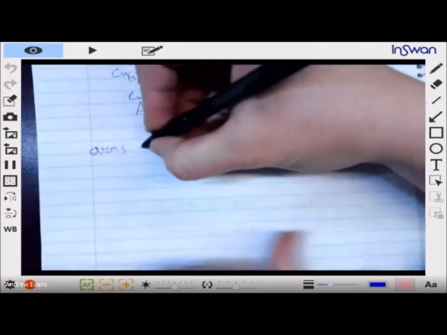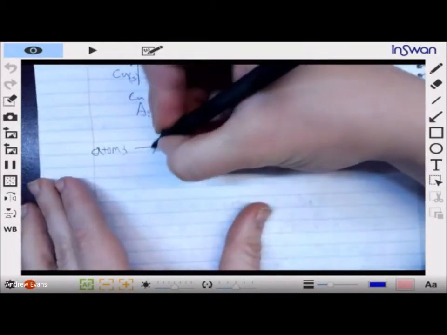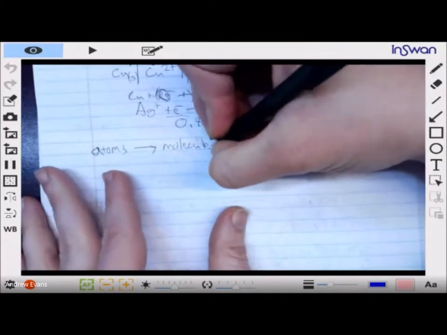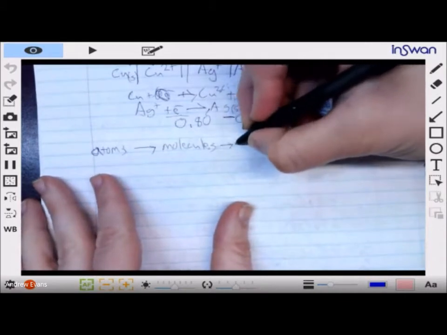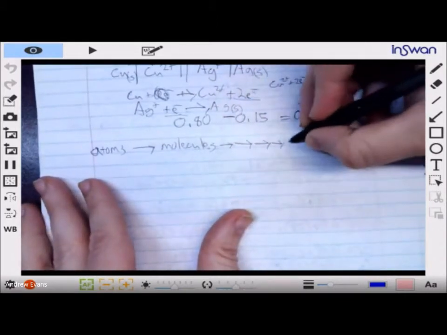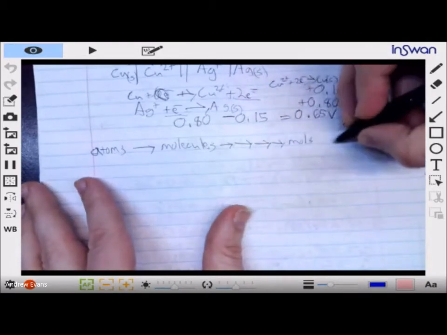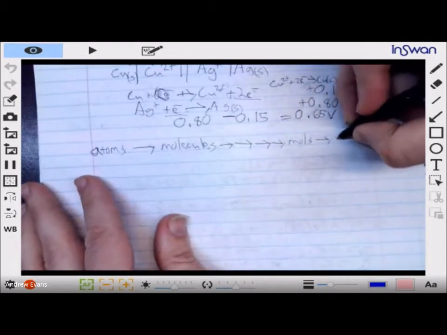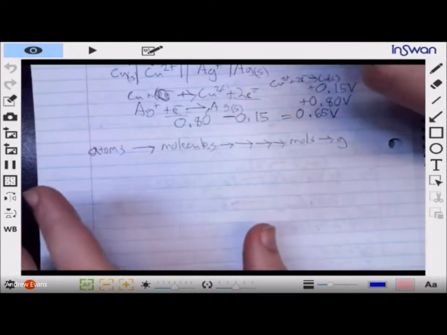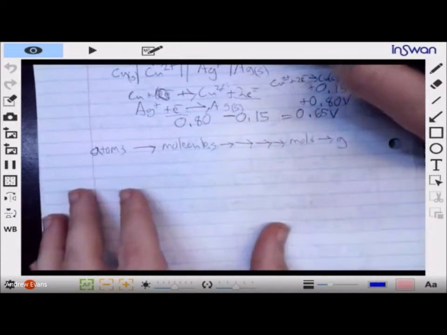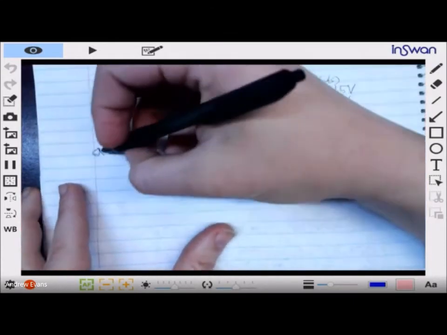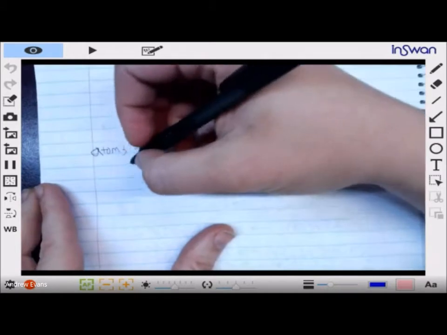From there, we can go from atoms to molecules. And then we see a huge size increase as we go from molecules to moles. And from there, we can go moles to grams. Those are our various size differentials that we're going to have to be dealing with. The difference between atoms and molecules would be looking at a chemical formula.